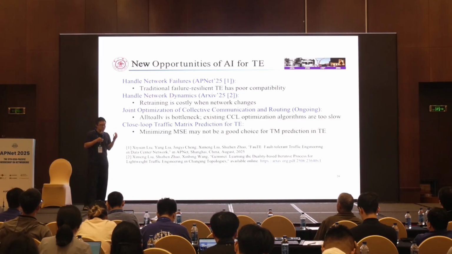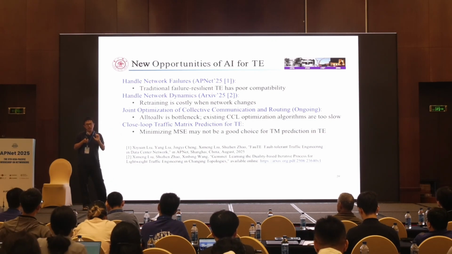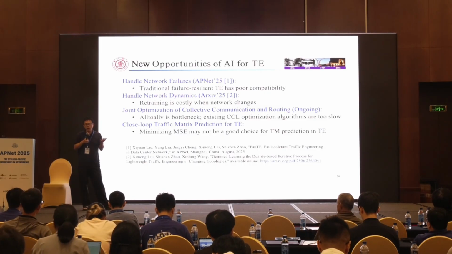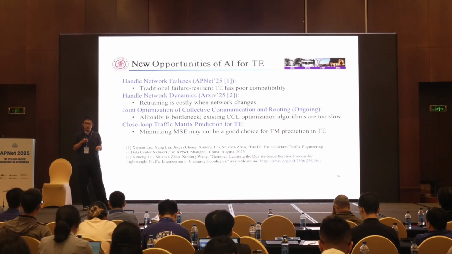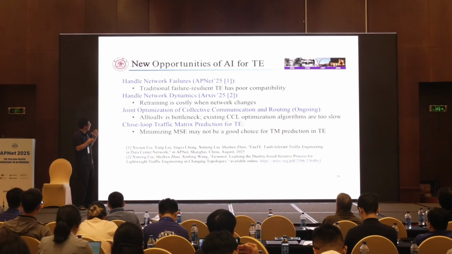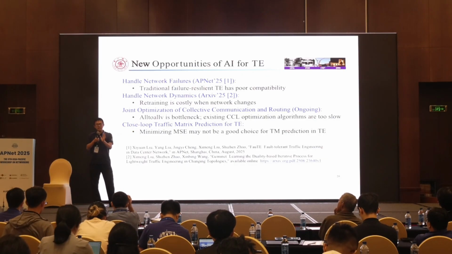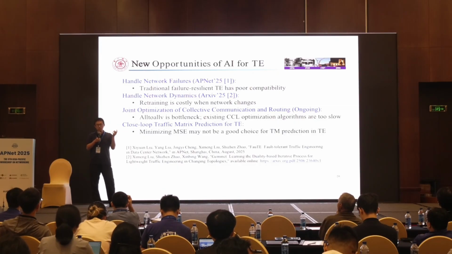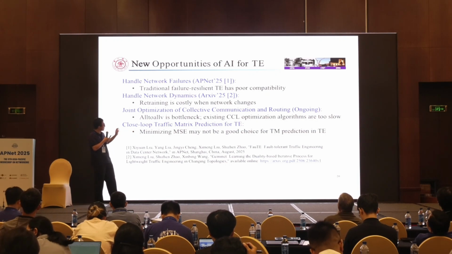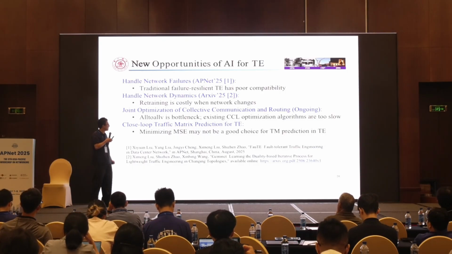Even if you predict very accurately, for some demands it won't help to improve the traffic engineering performance. So some traffic demands maybe we should predict more accurately. Between the traffic matrix prediction and the TE algorithm, there is no feedback. So here we want to do closed-loop traffic matrix prediction together with TE, and maybe we can get better performance.